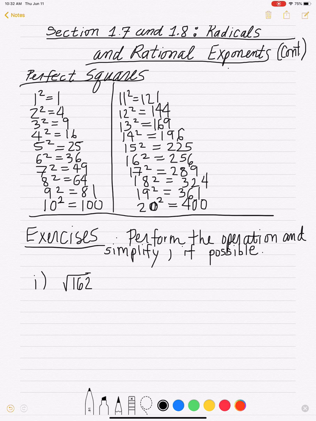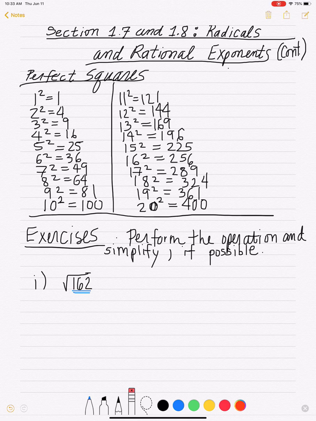So let's say we want to take the square root of 162 here. If we look through our perfect squares, notice that 162 doesn't show up in the list, right? 162 would be somewhere in between 144 and 169. So it's not a perfect square. So the question is, what do we do when what's under the radical is not a perfect square?